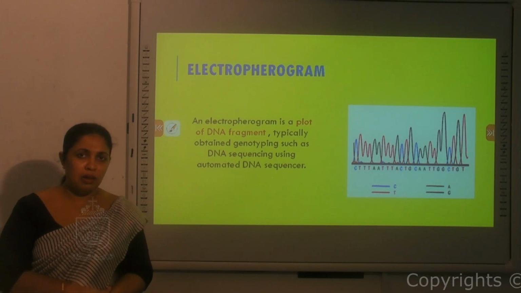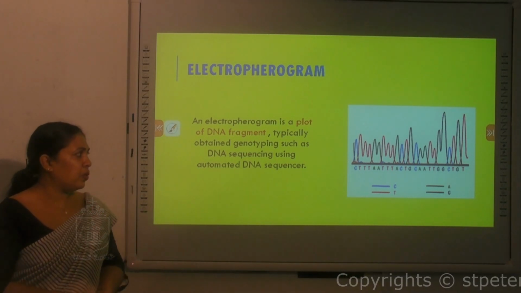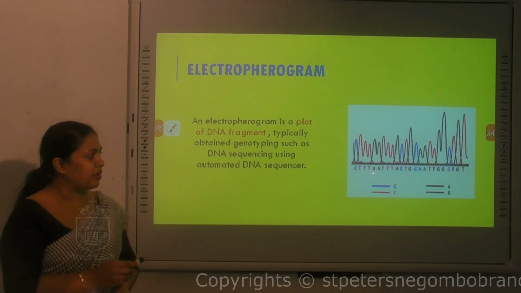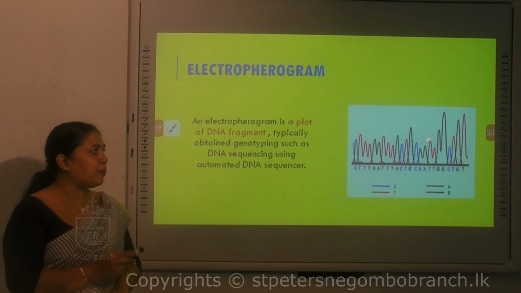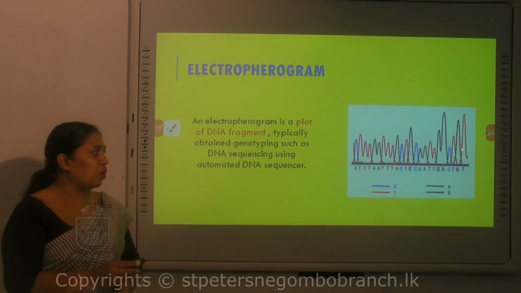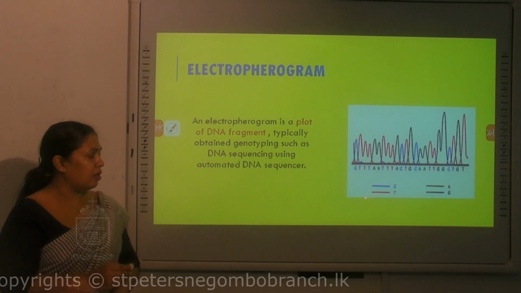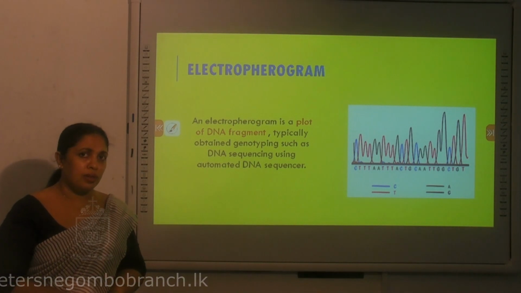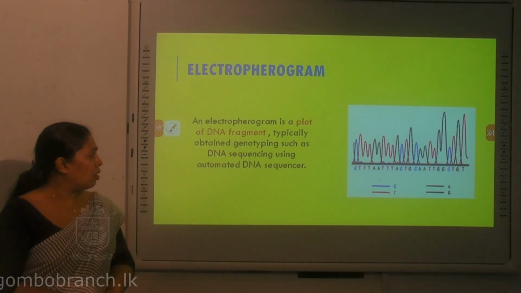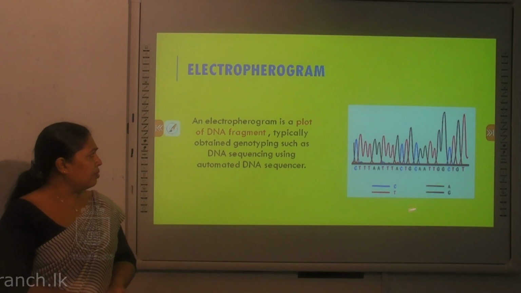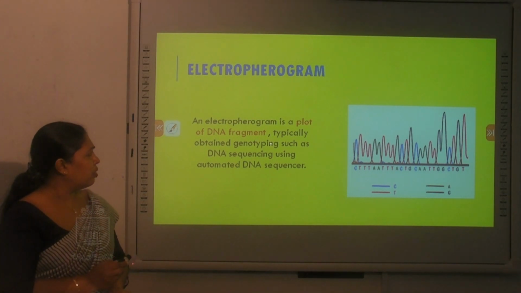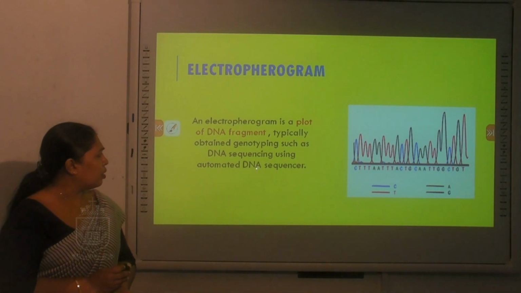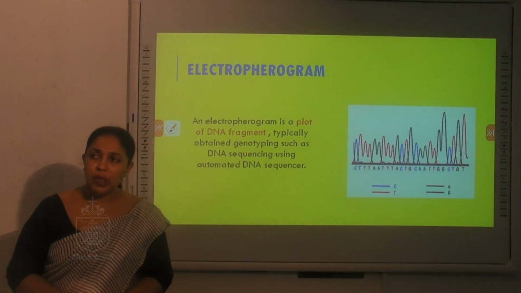So when you feed DNA to a DNA sequencer, the output is an electropherogram. This is an electropherogram and it shows peaks for all the 4 bases, and these are the color codes they have used, and these color codes depend on the machine. It is a plot of DNA fragments typically obtained by genotyping via an automated DNA sequencer.